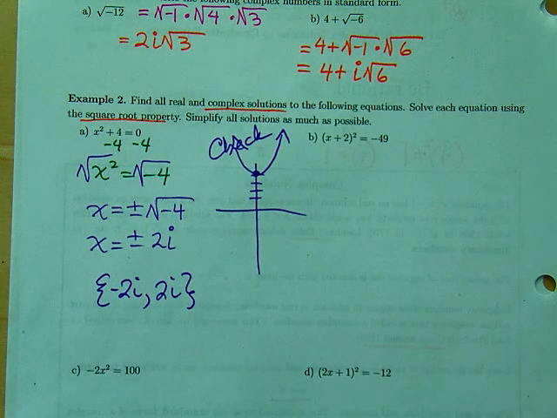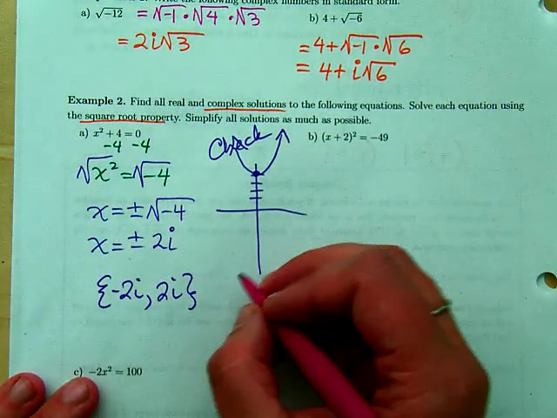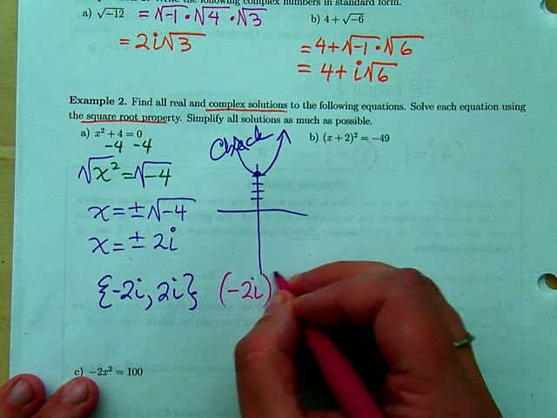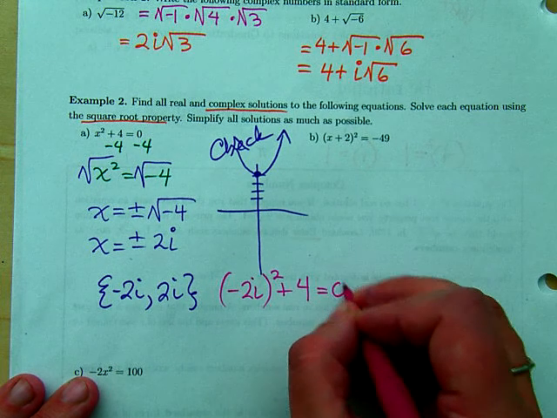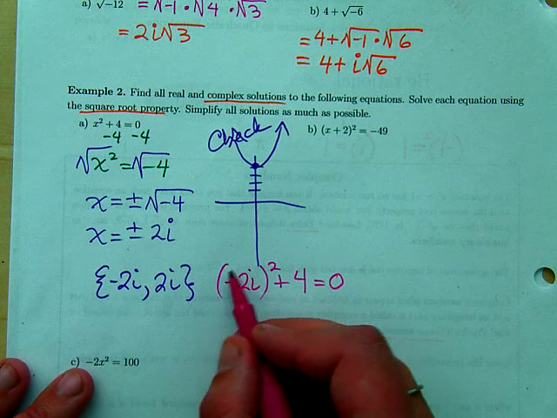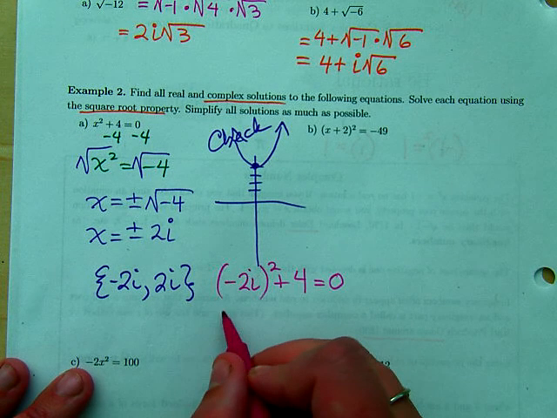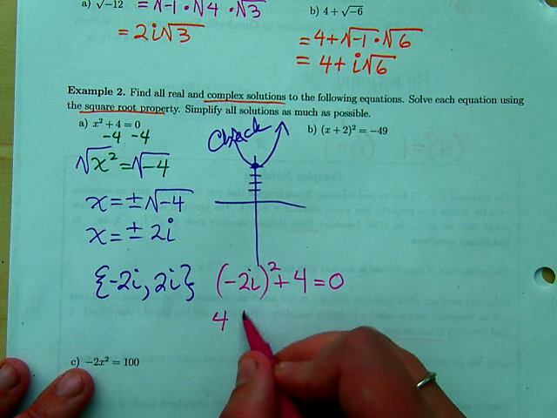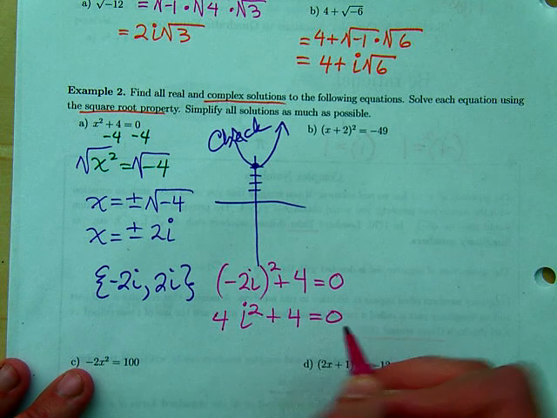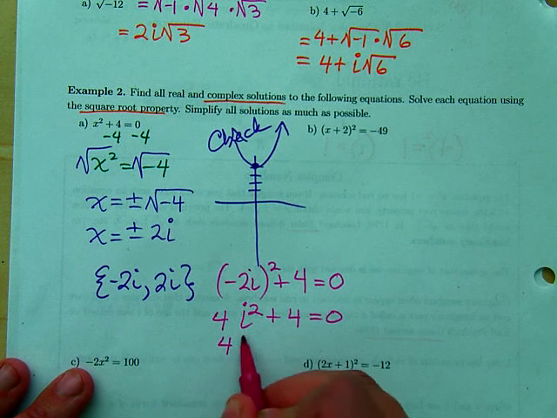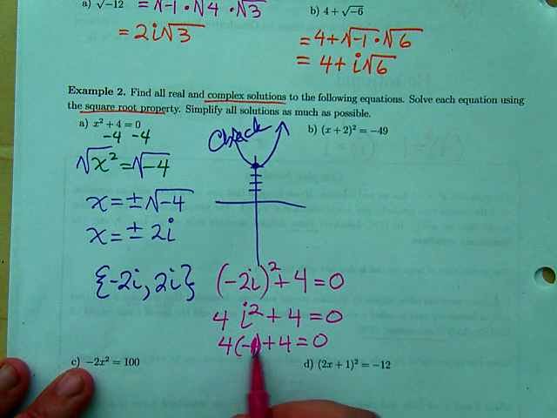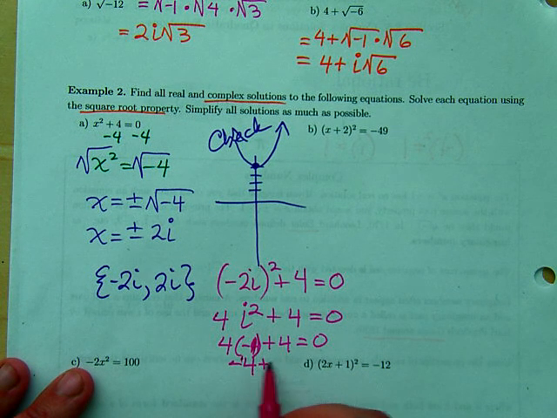Okay. And then, yes. Oh, no, I didn't actually plug it in and check it. But if I were to plug it in and check it, I would go like this. Negative 2i squared plus 4 equals 0. Okay, now this is where we're going to get into a little bit of Math 95 territory, okay? Because what is negative 2 squared? 4. Negative 2 squared is 4. What is i squared? Yes, i squared is negative 1. 4 times negative 1, plus 4 equals 0. Negative 1 times 4 is negative 4 plus 4 equals 0.